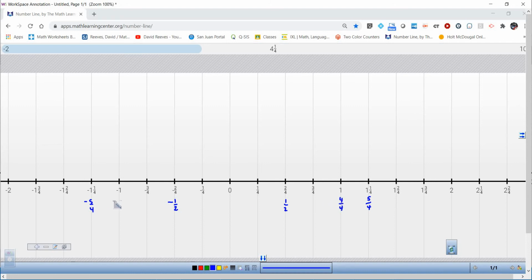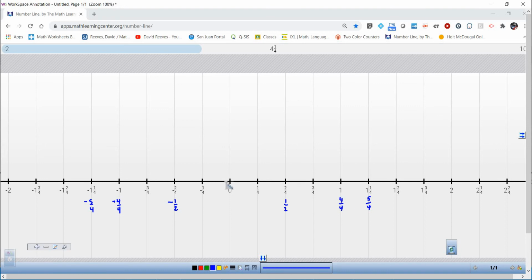So over here at -1, we would be at -4/4, right? Again, the numerator and the denominator are the same. We just happen to have a negative out in front. So when they ask you which ones are closest to 1, look for the denominator and the numerator and compare them.